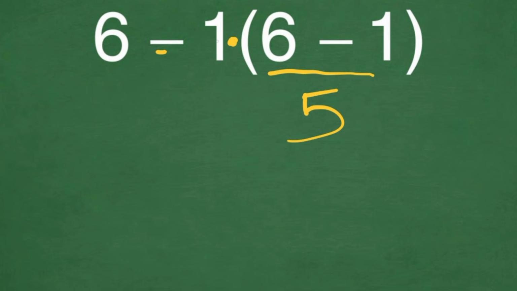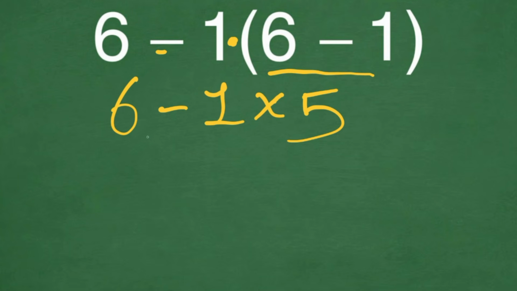And here we have the equation, right? So 6 minus 1, and we did the inside of the parentheses, so it's going to be the difference of 6 and 1, that is 5. And there is a multiplication here. We simply get rid of the parentheses, and this would be the equation. So 6 minus 1 times 5. Here is where most people get lost and get the wrong answer.